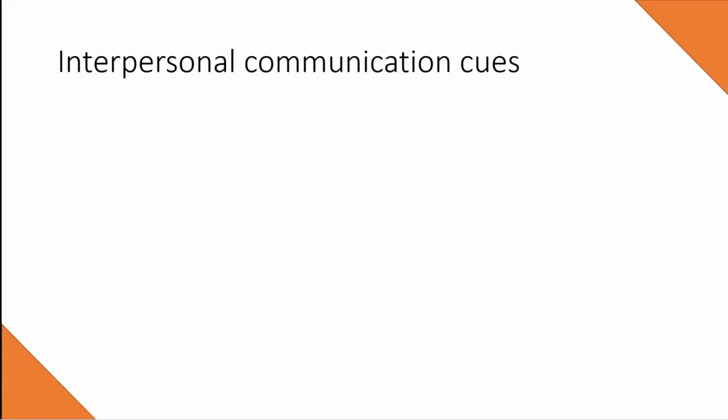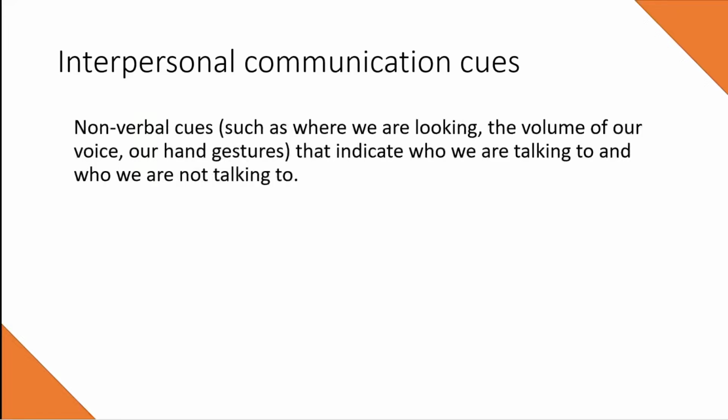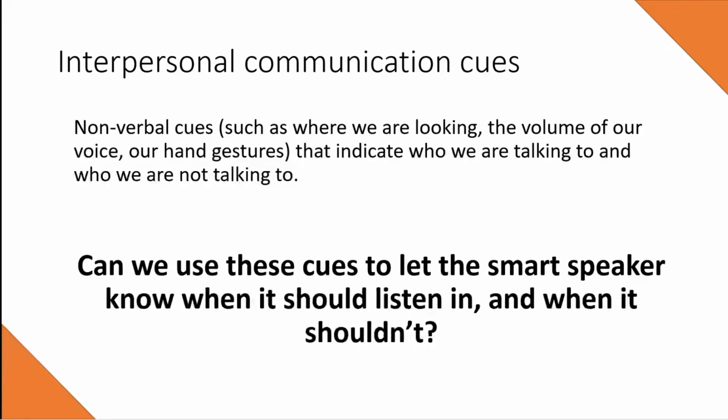And that is the power of interpersonal communication cues. Little nonverbal cues, such as where we are looking at, the volume of our voice, our hand gestures, to communicate who we are talking to and who we are not talking to. And so this begs the question, if smart speakers could pick up on some of these cues, could they tell when they're being addressed? Can smart speakers leverage these cues to know when they are being talked to, and only unmute the sensitive microphone then?